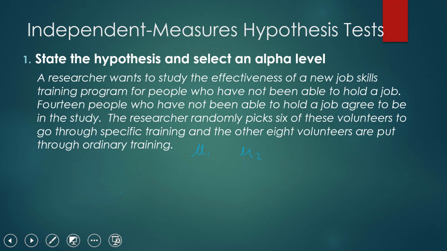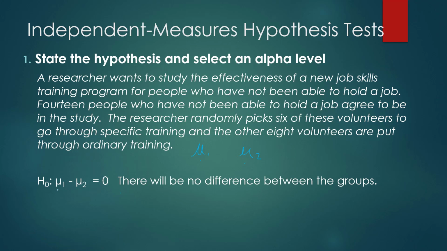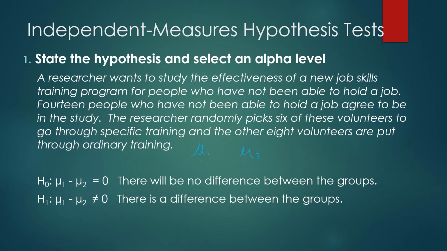So the null hypothesis is that mu1 equals mu2, or mu1 minus mu2 equals 0. There will be no difference between the groups. Our alternative hypothesis is that the difference between the means will not equal 0. Here, the difference between the means equals 0 because these two population means are the same. Down here, they're not the same. There's a difference between these two population means. So the difference will not equal 0, saying that there is a difference between the groups. And our alpha is set at 0.05.